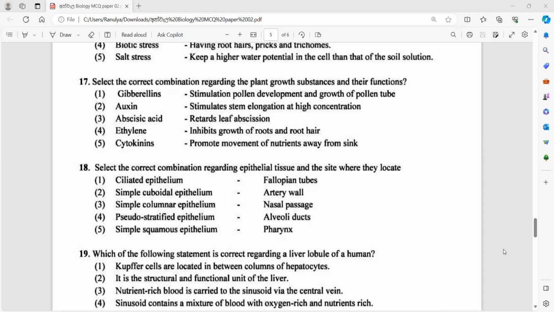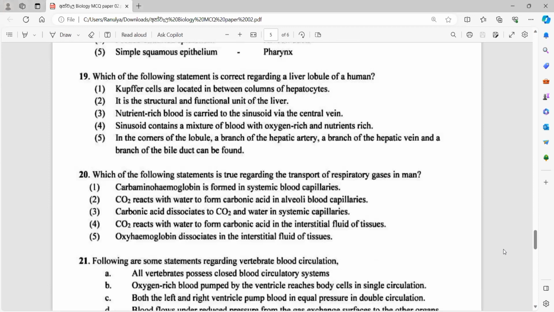19th question. Which of the following statements is correct regarding a liver lobule of a human? Kupffer cells are located between columns of hepatocytes, right? That is incorrect. It is the structural and functional unit of the liver. No, not both structural and functional, right?